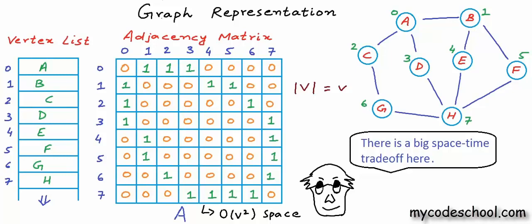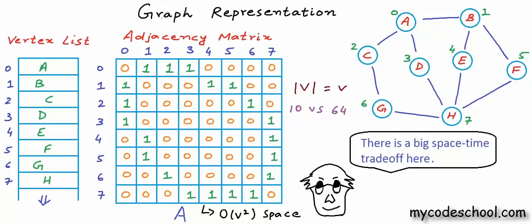But if the graph is sparse, that is, if the number of edges is a lot lesser than V squared, then we are wasting a lot of memory in storing these zeros. Like for this example graph that I've drawn here, in the edge list we were consuming 10 units of memory. We had 10 rows consumed in the edge list, but here we are consuming 64 units.